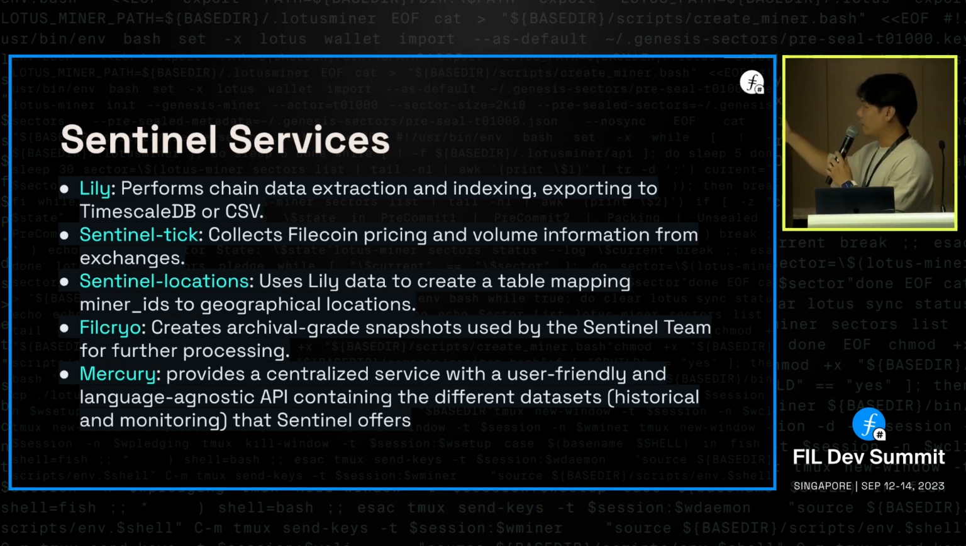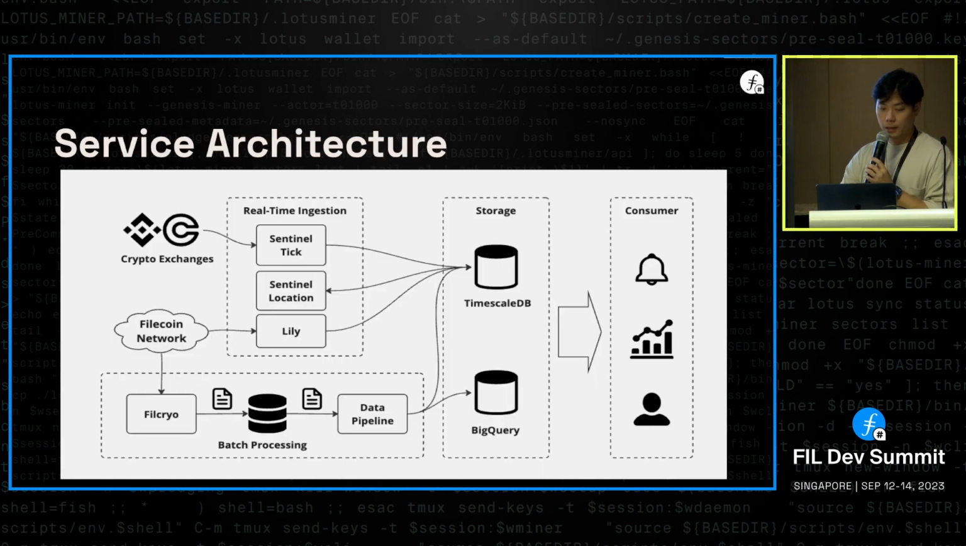And we have other services like Sentinel Tick to extract Filecoin prices, Sentinel Location to map miner IP to geographical locations. And we have BigQuery, which is used to generate archival grade snapshots on a daily basis that will be used for further processing. And lastly, we have Mercury, which is a new service that provides a unified API to access our data at Sentinel.